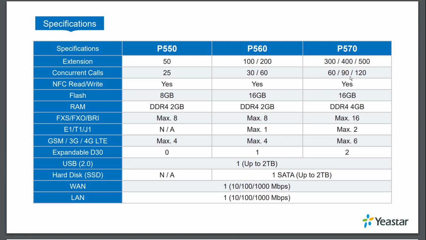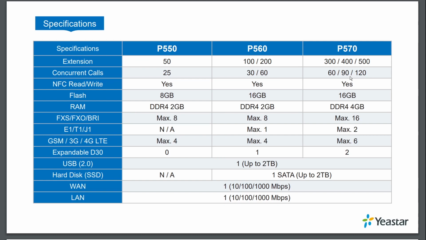As I mentioned, P550 gives you 50 users, 25 concurrent calls, supports NFC function for your configuration. I will also talk about details later. All right. 8 gigs flash, all right, and RAM will be 2 gigs. As you can see here, pretty simple, very clear. And it also supports FXS, FXO, or BRI. Maximally, you will have 8 interfaces. It doesn't support E1 or T1 or J1.